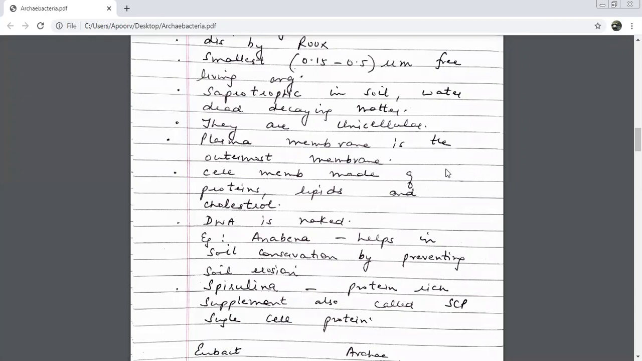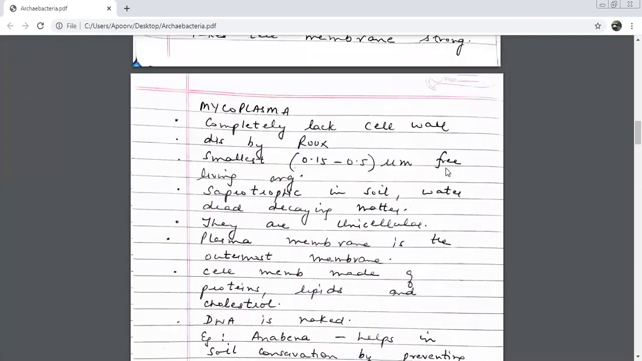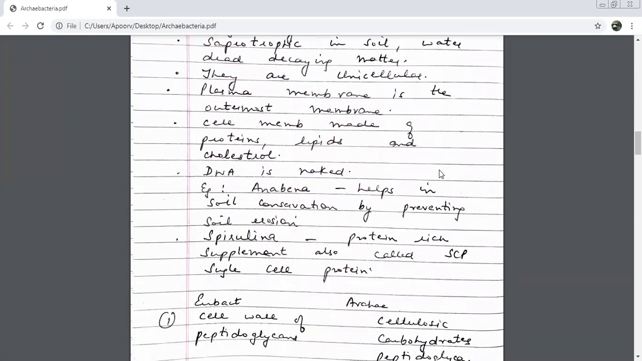Proteins, lipids, and cholesterol. The DNA is naked. They do not have a proper nucleus. Obviously, their DNA is naked. Two very interesting mycoplasmas I would like to discuss.